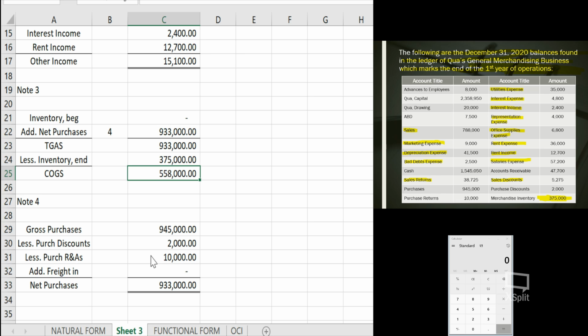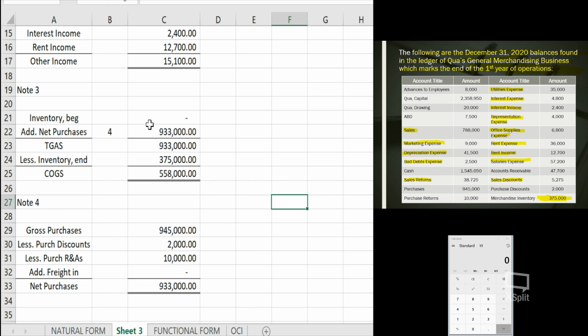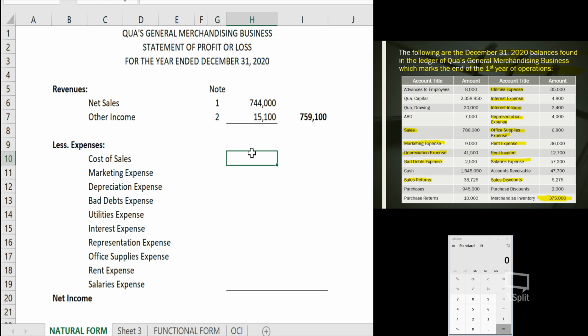And then our cost of goods sold will then be 933 minus 375, 558,000. Okay, double rule ulit. Ayan. So cost of goods sold is 558,000. Cost of sales, pareho lang yon, 558,000. And this can be found in note number 3.